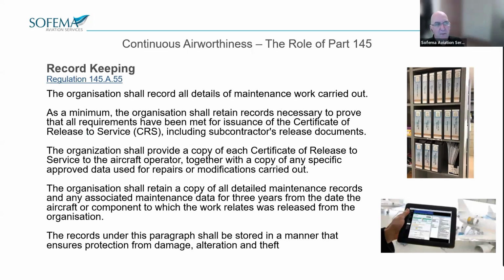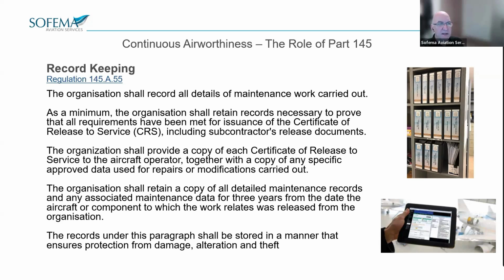Record keeping. Part 145 shall record all the details of maintenance work carried out. As a minimum, it shall retain all the records necessary to prove that all requirements have been met for issuance of the certificate of release to service, including the subcontractor's release documents. The organisation shall provide a copy of each certificate of release to service to the operator, together with a copy of any approved data used for repairs or modifications, any STCs incorporated, any modifications, any ADs performed.